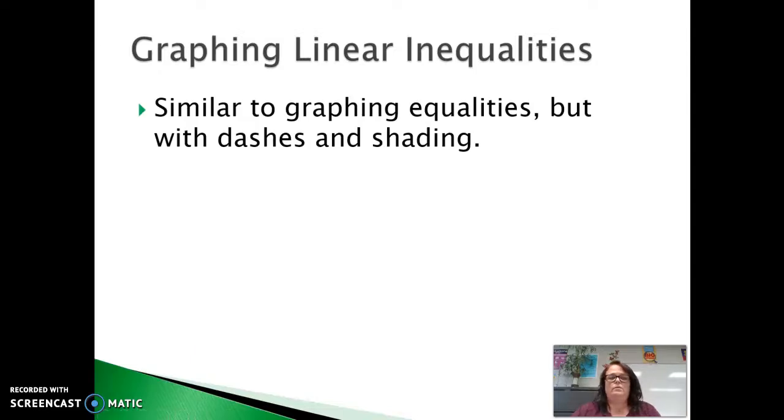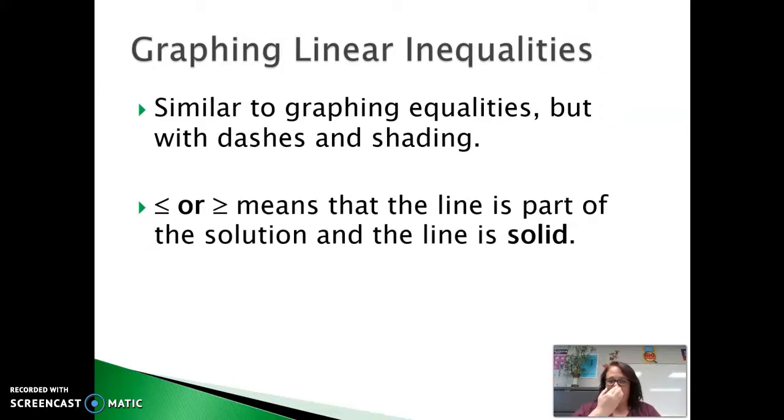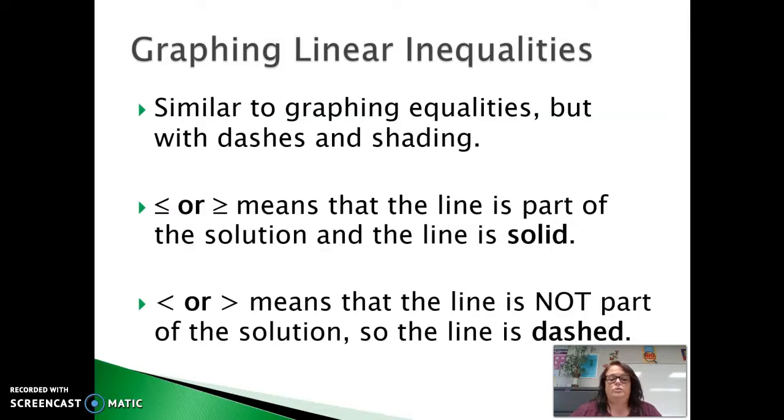So graphing linear inequalities, it's similar to graphing the equalities that we did in the previous section, but with dashes and shading. So it means that it's not just the points on the line, it could be points above the line or points below the line. When I have less than or equal to, or greater than or equal to, that means that the line itself is part of the solution set and the line is going to be solid. If it's strictly less than or strictly greater than, then the line is not part of the solution. And so we dash the line to let people know this is the boundary, but that the line itself does not represent points that are part of the solution.